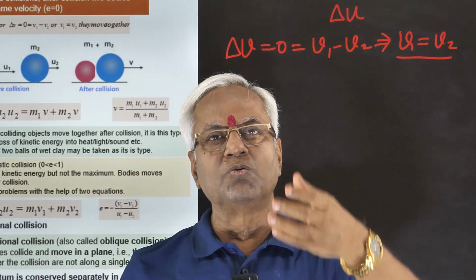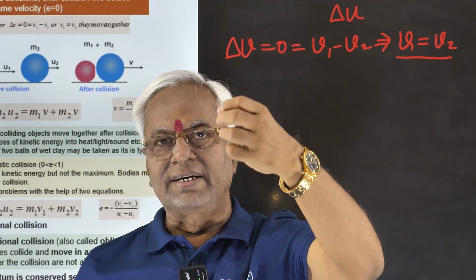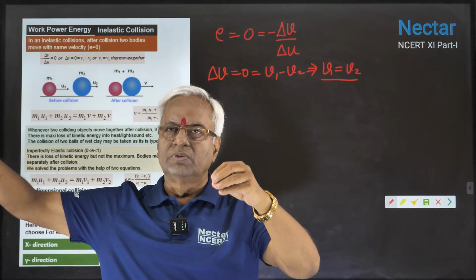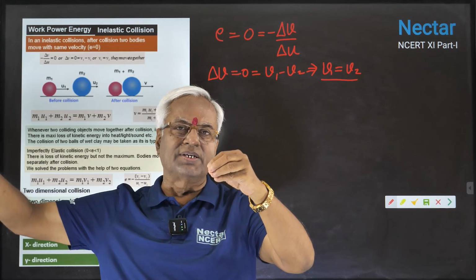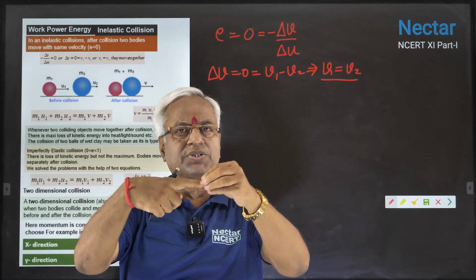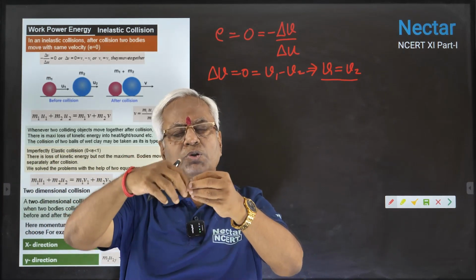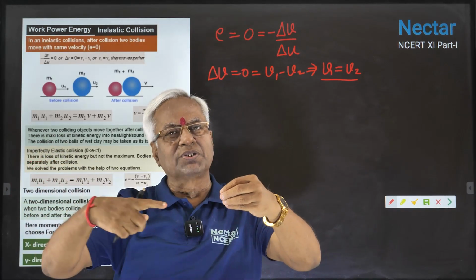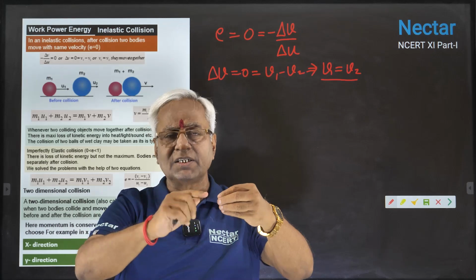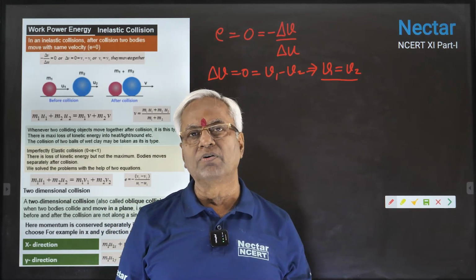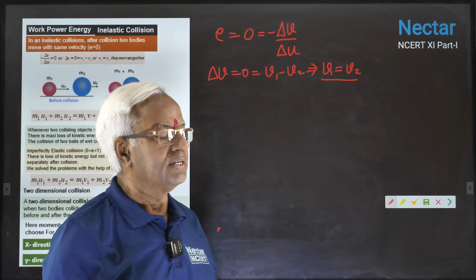For example, I tell you one sand bag that's hanging from the ceiling, and some fast arrow comes and gets pierced in it. Now both will move together. That arrow won't be able to cross this sandbag. So it gets pierced and they move together. This is the type of perfectly inelastic collision.